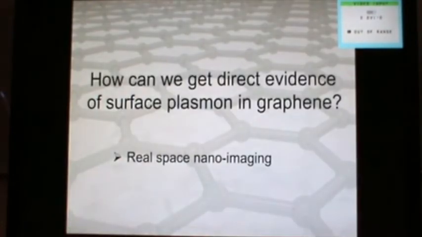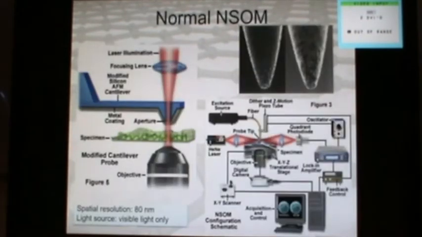Yesterday we introduced the observation of the surface plasmons in graphene nanostructures by using infrared spectroscopy. Today we will mainly talk about how to get direct evidence of the surface plasmons in graphene and topological insulators, and that is a real space nano-imaging technique. Normally we use SNOM, scanning near-field optical microscopy.